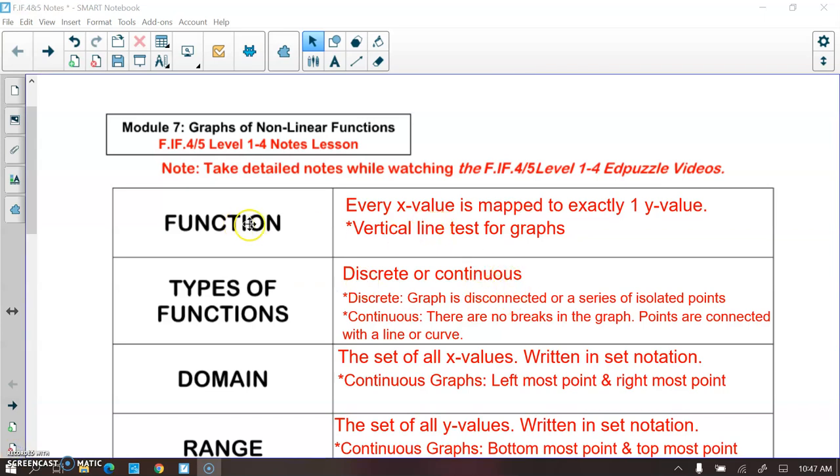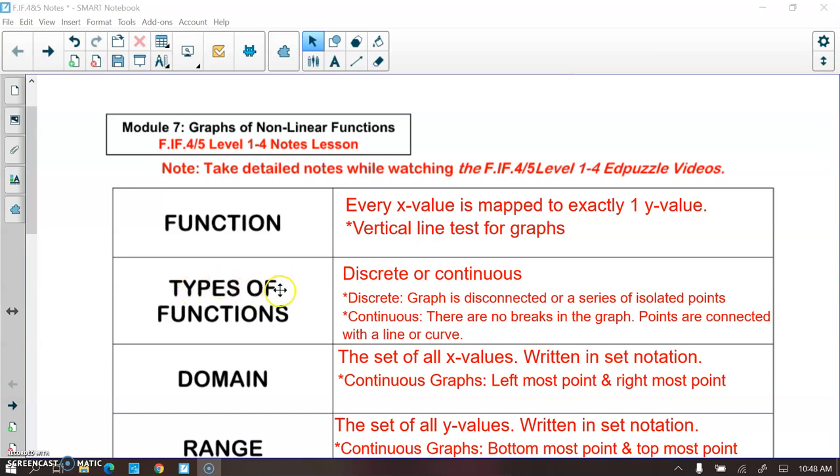The first section, function and types of functions. So a function, remember, we learned this a couple of standards ago, but every x value is mapped to exactly one y value. And when we are trying to determine whether a graph is a function, we have something called the vertical line test. If our vertical line is hitting 2 points on the graph, then it would not be a function. If our vertical line that we drag across our graph does not hit 2 points at the same time, then it is a function.